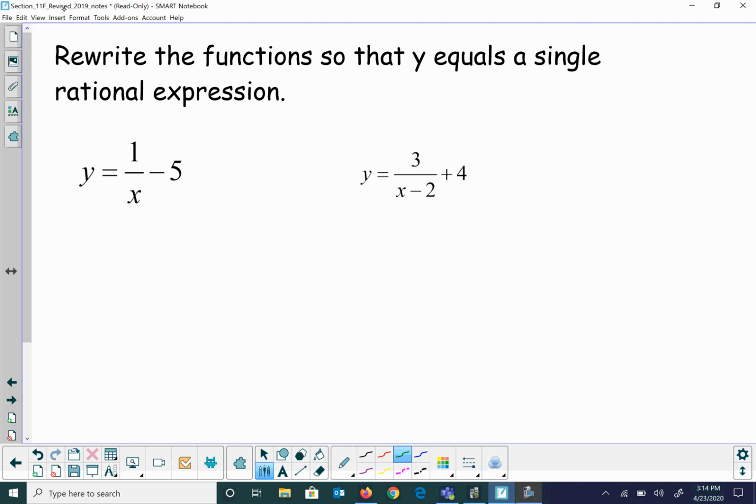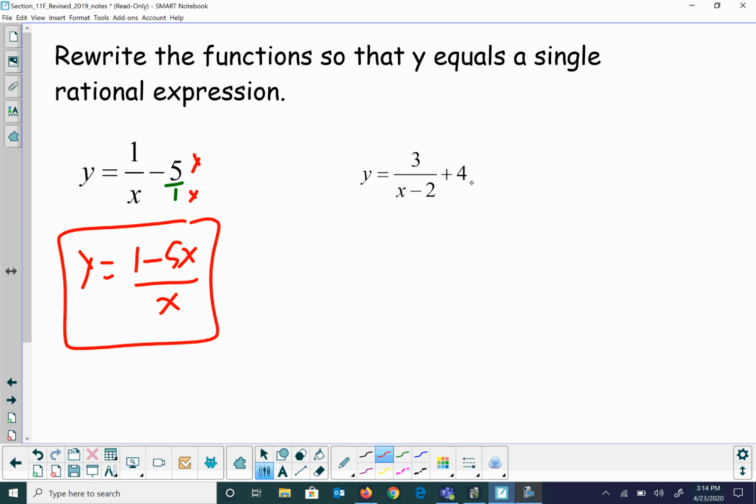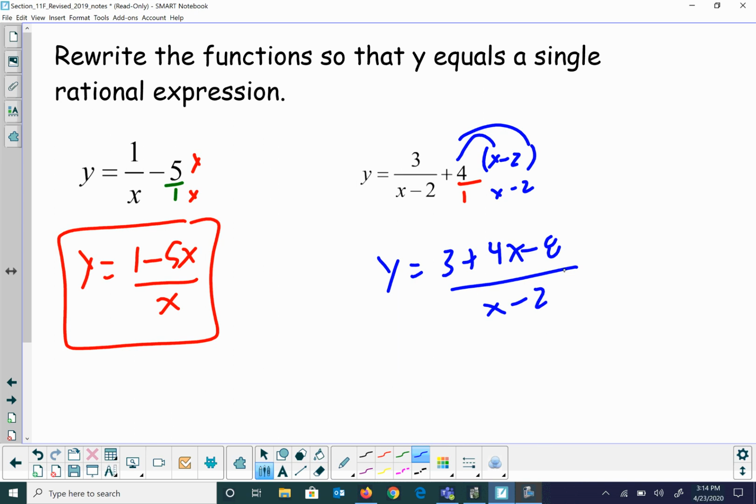Okay, so last slide is, hey, rewrite the functions so that y equals a single rational expression. Okay, well, I'm going to make that over 1. I want the same denominator to be x, so I'm going to get y equals (1 minus 5x) over x. There you go. Do the same thing here. I want this to be over 1, so I'm going to multiply both top and bottom by x minus 2. So I'm going to get y equals 3 plus, make sure you distribute, 4 over x minus 2. Combine your like terms on top, so 3 minus 8 is negative 5, plus 4x, over x minus 2.